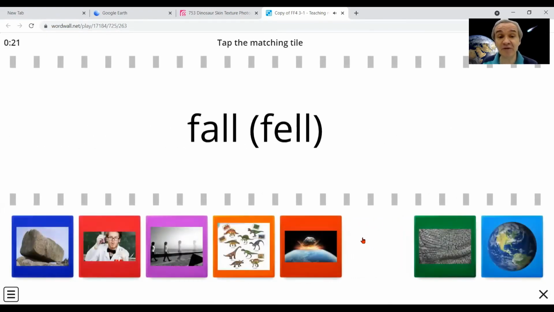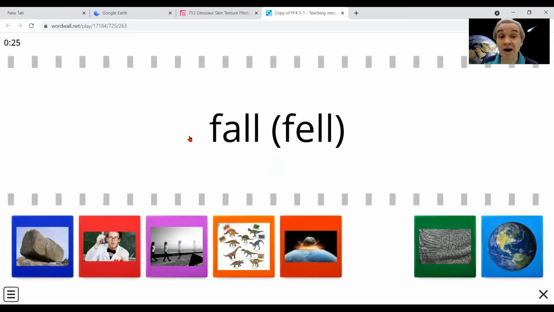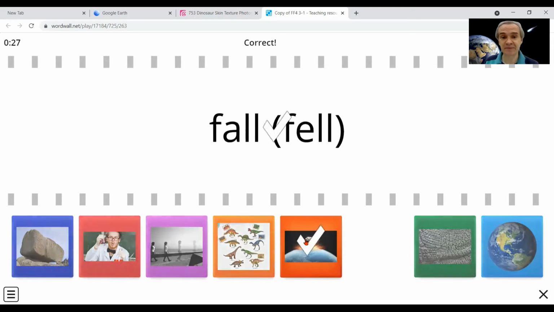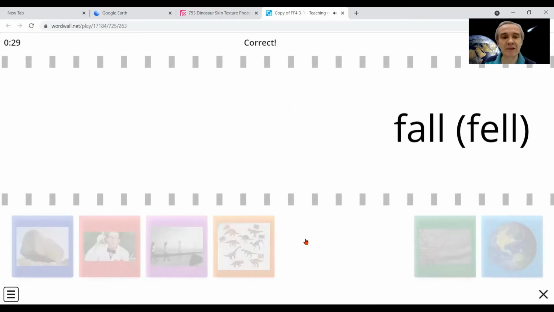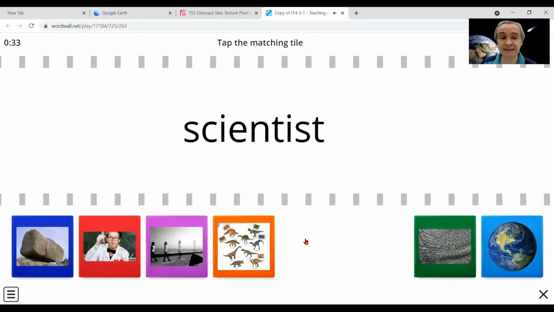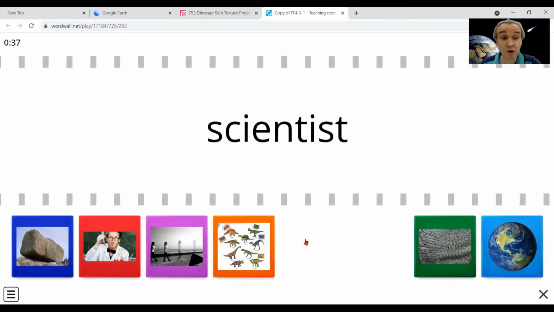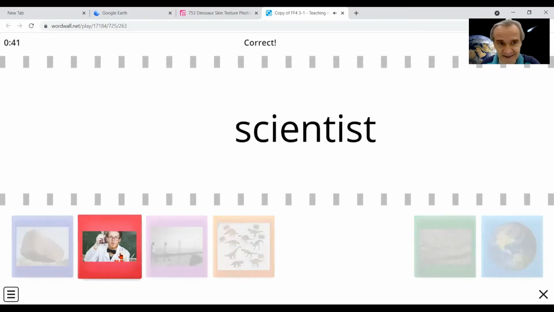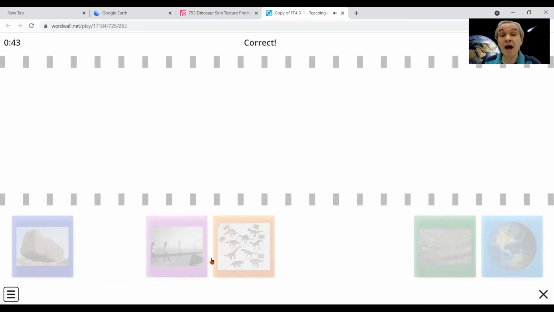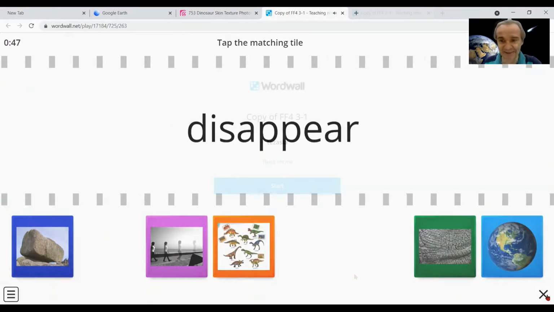And yes, so we're looking for the verb to fall. We know the asteroid fell to Earth. This. And one more: scientist. A scientist is someone who studies about space or other things. And there he is, a scientist. So for today's game, you can have a look at this one again.